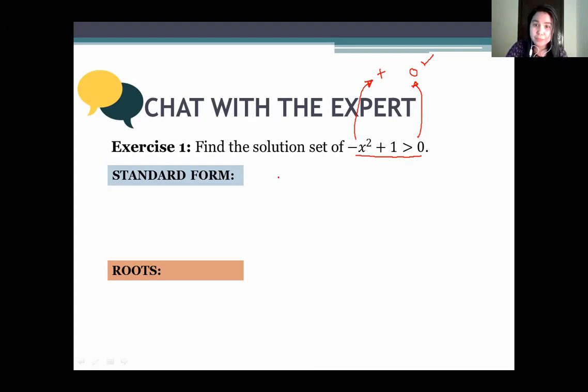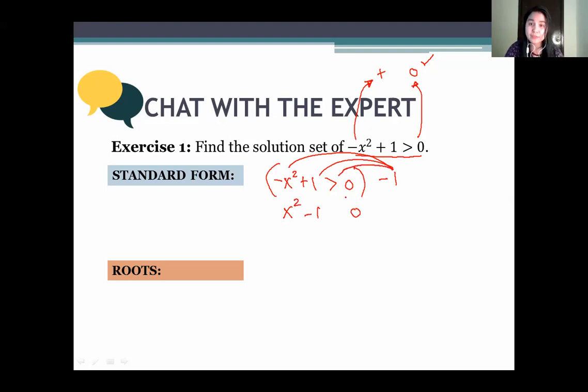So what do we do to make it positive? Yeah, one way you could move it. But another way is you could multiply it all by -1. So the sign will automatically change. But remember, when we multiply an inequality by a negative sign, the sign of the inequality will change. So from greater than, it becomes less than. So here's now our inequality in standard form.